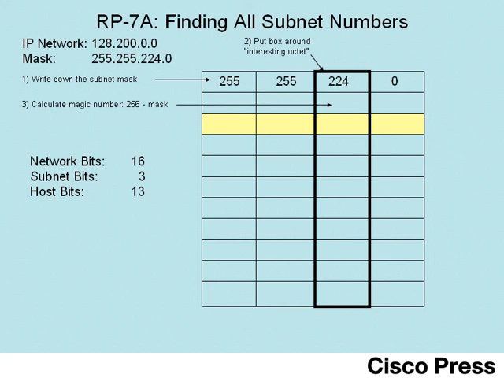At step 3, you calculate the magic number. The magic number is 256 minus the value of the mask in the interesting octet. In this case, 256 minus 224, or 32. Finally, at step 4, you just write down the classful network number, which is also the exact same value as the 0 subnet.